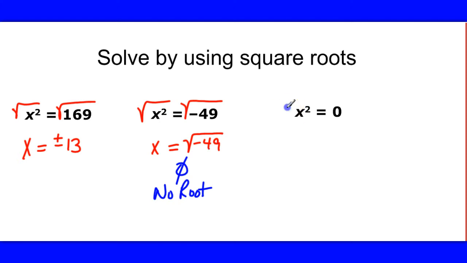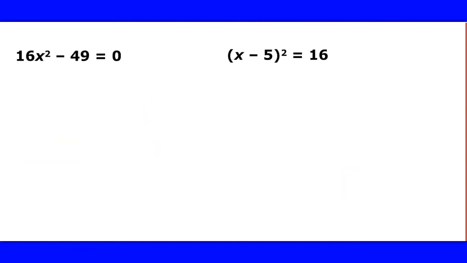Okay, we try this one. Take the square root of both sides. We get x is equal to 0. In this case, we only have one root, one solution, one answer there. All right? Let's try a couple of these.